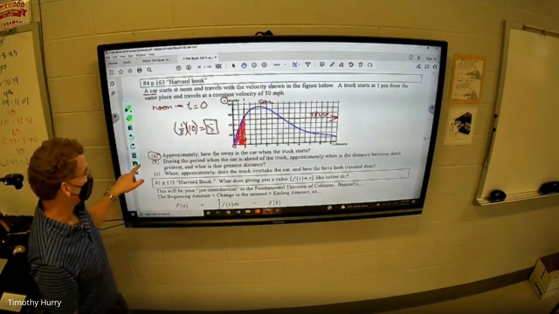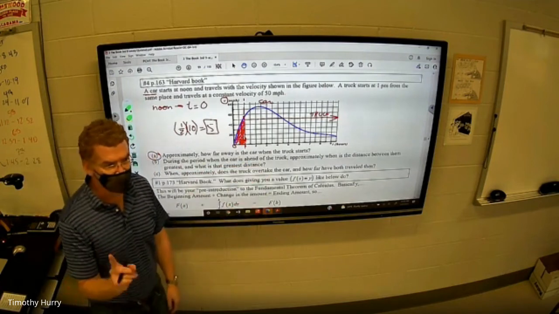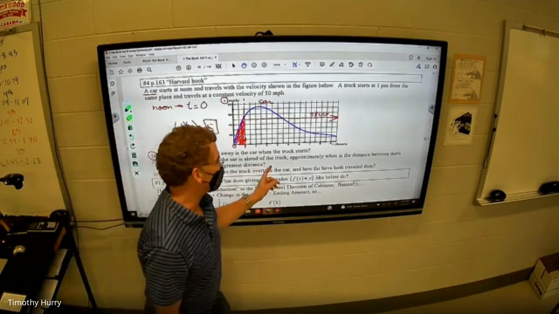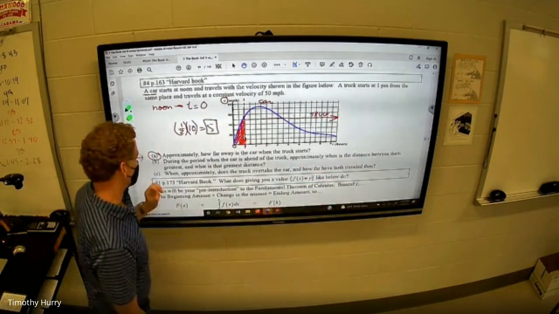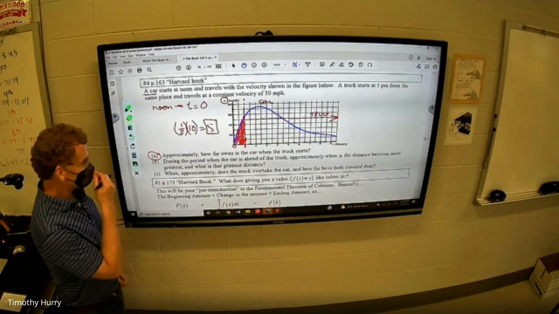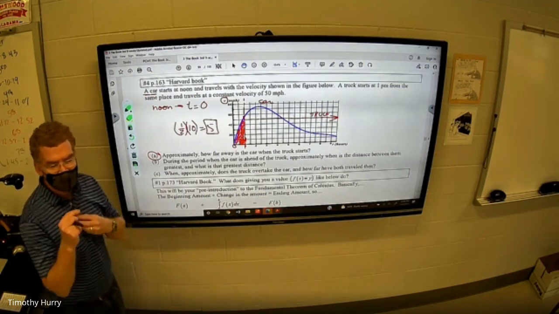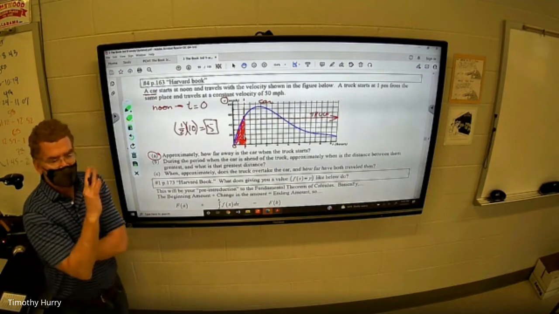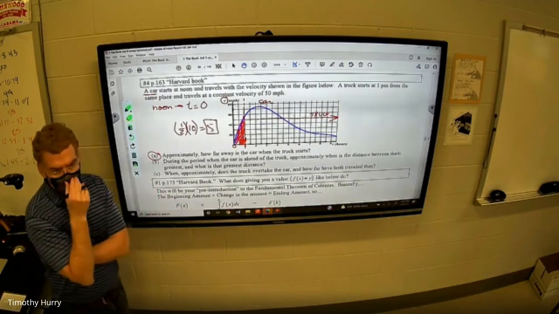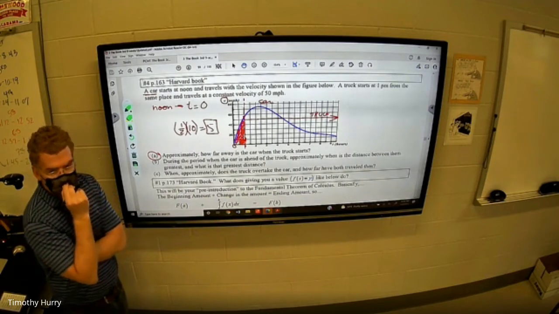Second question. During the period when the car is ahead. So during the time when the car is ahead, approximately when is the distance between them the greatest? And when is the distance, and what is that greatest distance? So at what point do you think the car hits the maximum distance ahead? I guess until they, what's the highest above the truck?